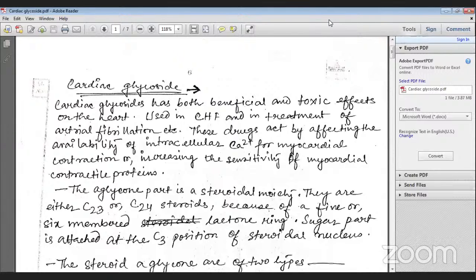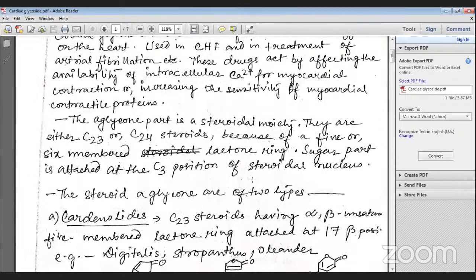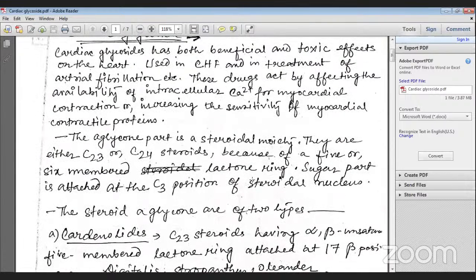The aglycone part, which is a steroidal molecule in the cardiac glycosides, and basically there are two types of cardiac glycosides. One is cardenolide and another is bufadienolide. Both the cardenolide and bufadienolide have a lactone ring attached with them.